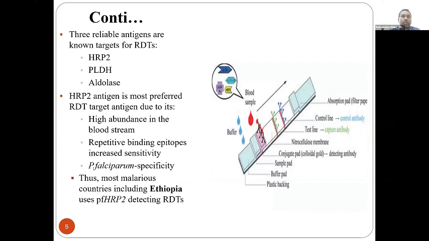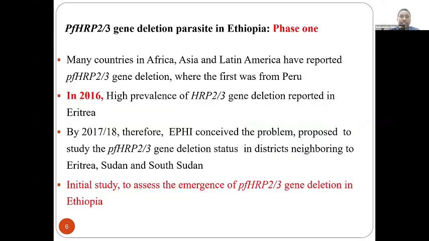So as you know, the reliable antigens used by current RDTs to detect malaria are HRP2, pLDH, and aldolase. But the HRP2 antigen is the most preferred because of its high abundance in the bloodstream and repetitive binding epitopes that increase the sensitivity. And it is specific only to PF. So most countries, including Ethiopia, use these highly sensitive PF HRP2-targeting RDTs.